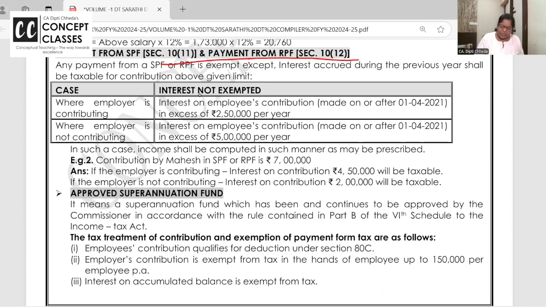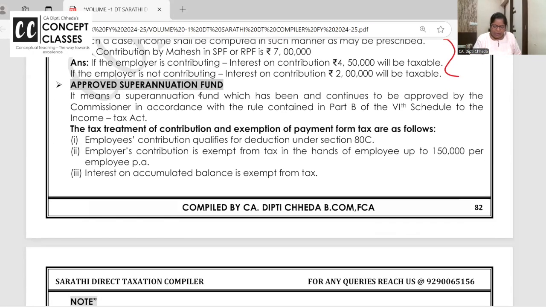No problem. Just remember the gist. Where the employer is contributing, interest on employee's contribution in excess of 2,50,000 will not be exempt, it will become taxable. The employer is contributing, so the employee can contribute 2,50,000, no problem. Beyond that, whatever the employee contributes, the interest will be taxable even if it is SPF or RPF. If the employer is not contributing, interest on the employee's contribution up to 5 lakh will be exempted, but if you have contributed 8 lakh, the interest on the remaining 3 lakhs will be taxable. I have given one example.